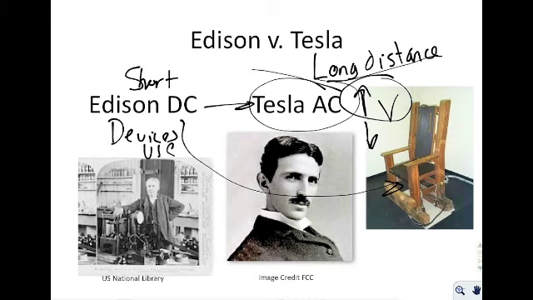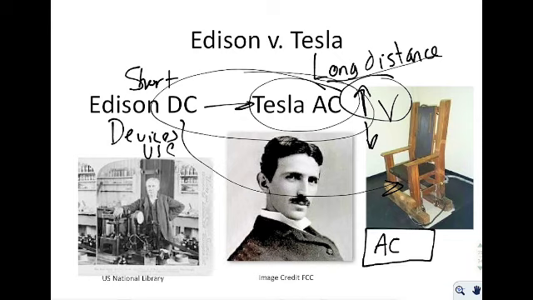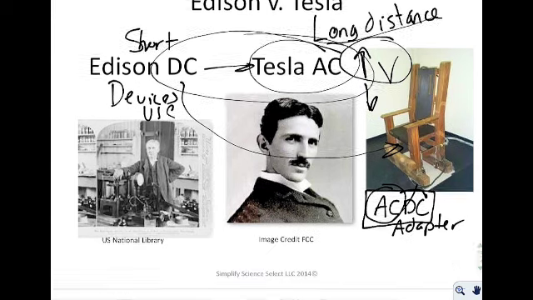Now, you have to go back and forth between AC and DC. A lot of times you see this on a device like an Xbox or a PlayStation. They have a big box on the back of it, and on that box it says AC DC adapter. That is saying it takes the alternating current and adapts it to a direct current. So you should know the difference between alternating current and direct current and why they're both important.